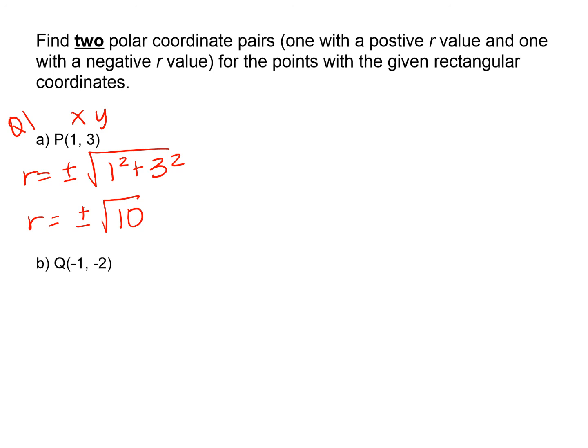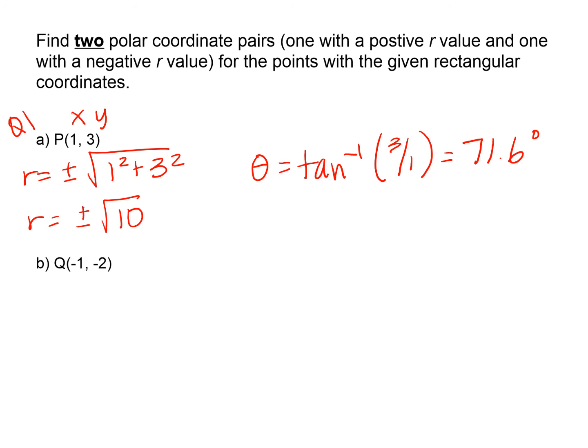Now we need to find theta. Again, to find theta, we have to do inverse tan of y over x. And when I plug that into my calculator, I'm going to just leave it in degree mode. It'll be easier for you to think about since these aren't exact values from the unit circle. And I get 71.6. So now I need to think about, what are my solutions then?